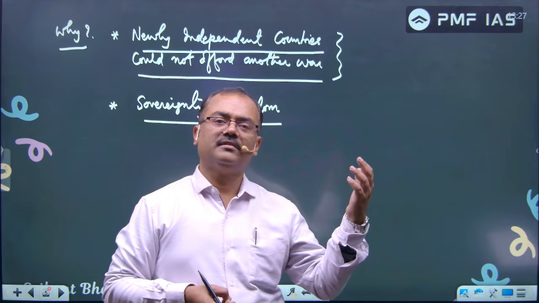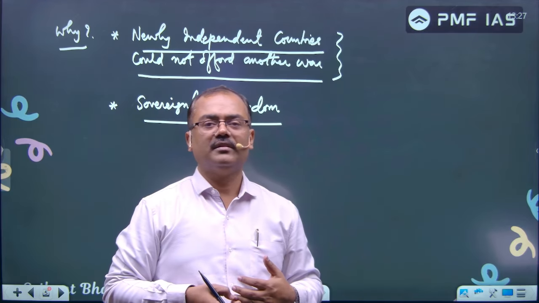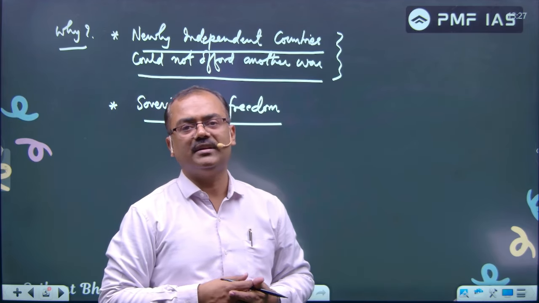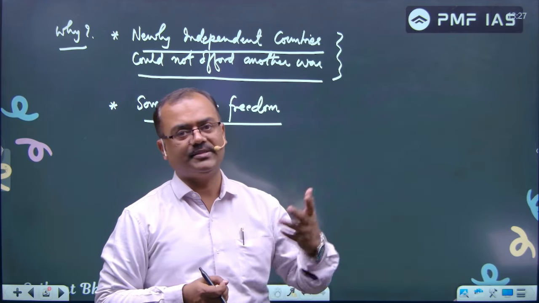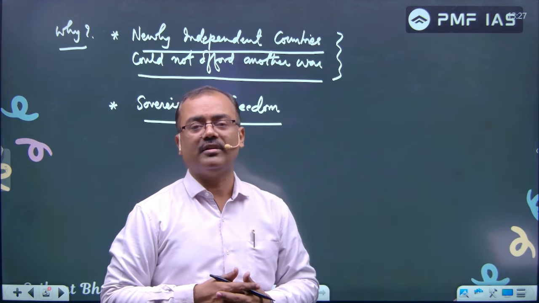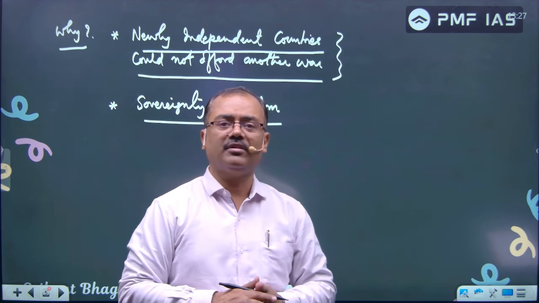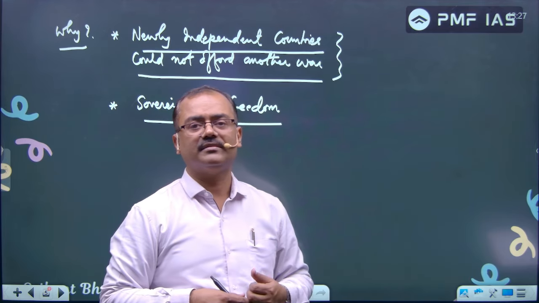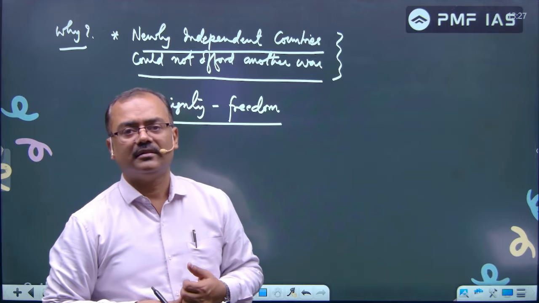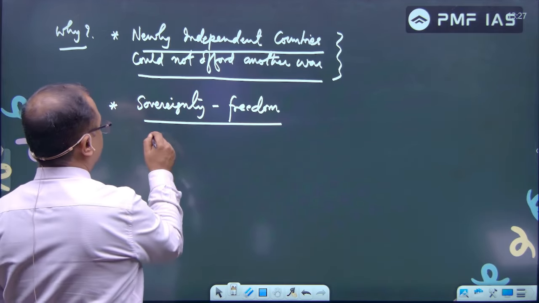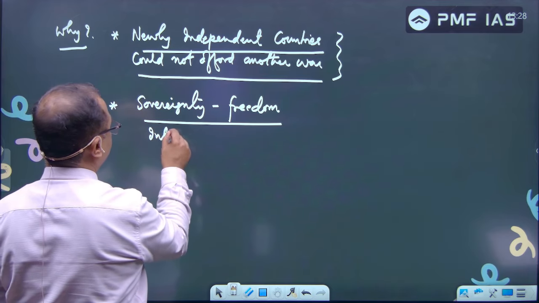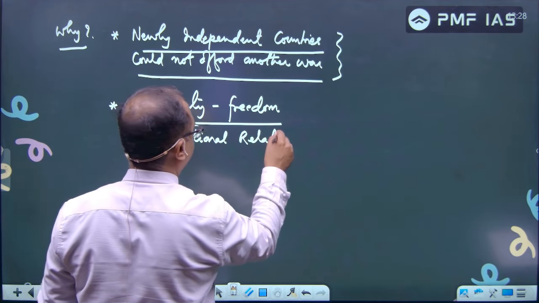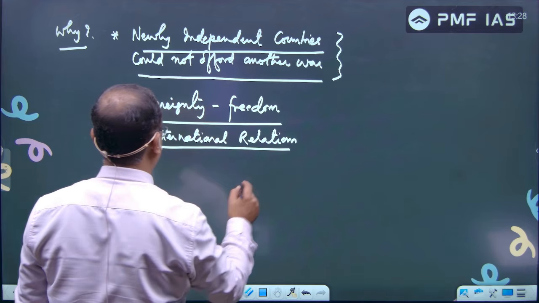If India becomes a bloc member, its decision to join a friendly relationship with some Eastern European country could be taken by America if India is part of the West bloc. If India is part of the Eastern bloc, India could not have an independent relationship with the UK, France. So sovereignty, freedom in international relations.